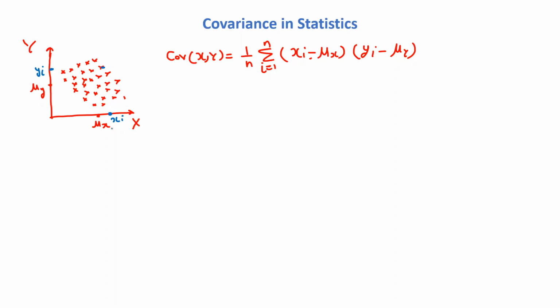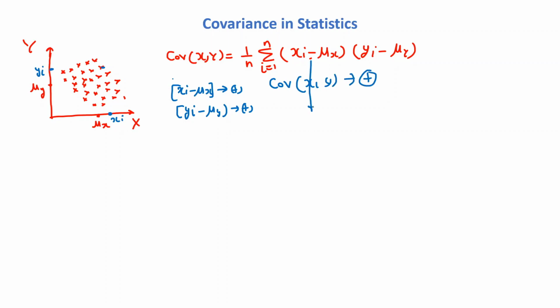So xi minus mu of x will be positive, and yi minus mu of y will also be positive. So covariance of x and y will be positive, because positive multiplied by positive makes the whole value positive. So we can say that when x increases, y also increases.